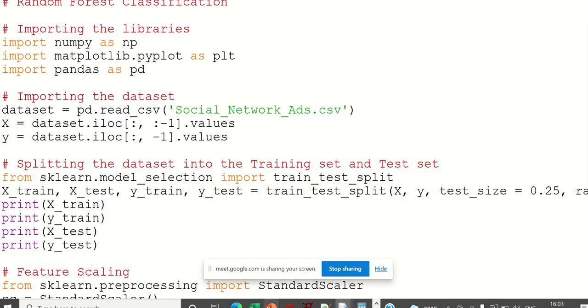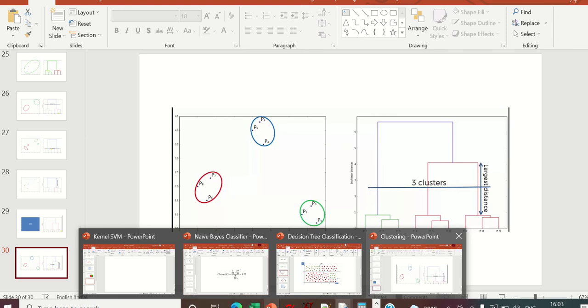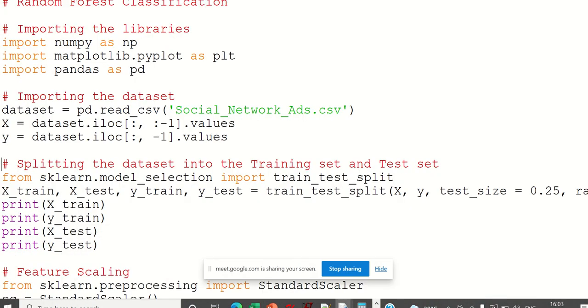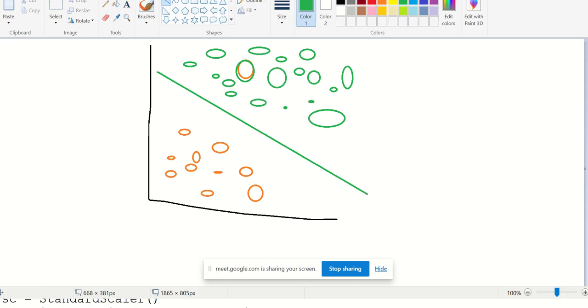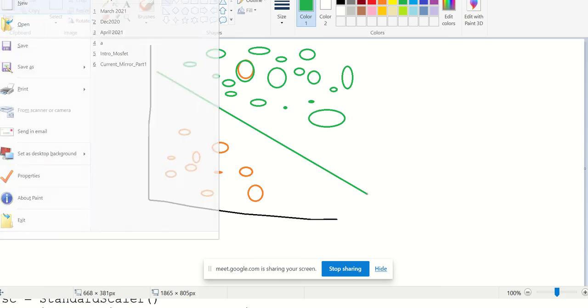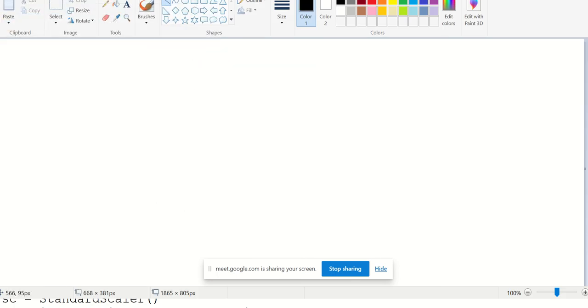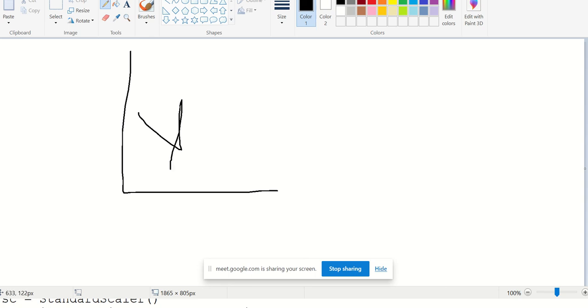Okay, so the next topic is called clustering. What is clustering? See, till now what we were seeing is yes or no kind of thing, where we were trying to classify between yes versus no. Now we no longer do that, we are doing something else.